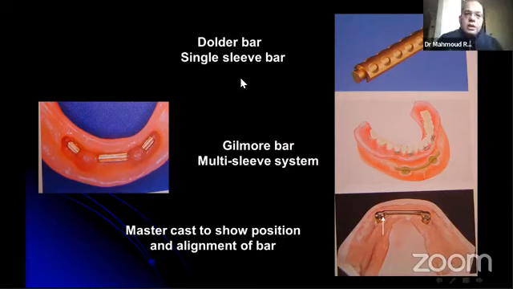Okay. Here we have many commercial types, like the Dolder bar here. This is a single sleeve bar. We have a multiple sleeve system also. We can use the bar in many sections, as we see here. We can make a cantilever extension up to 5 or 7 millimeters and have another clip here, as you see, to get more area of support and retention for the denture.